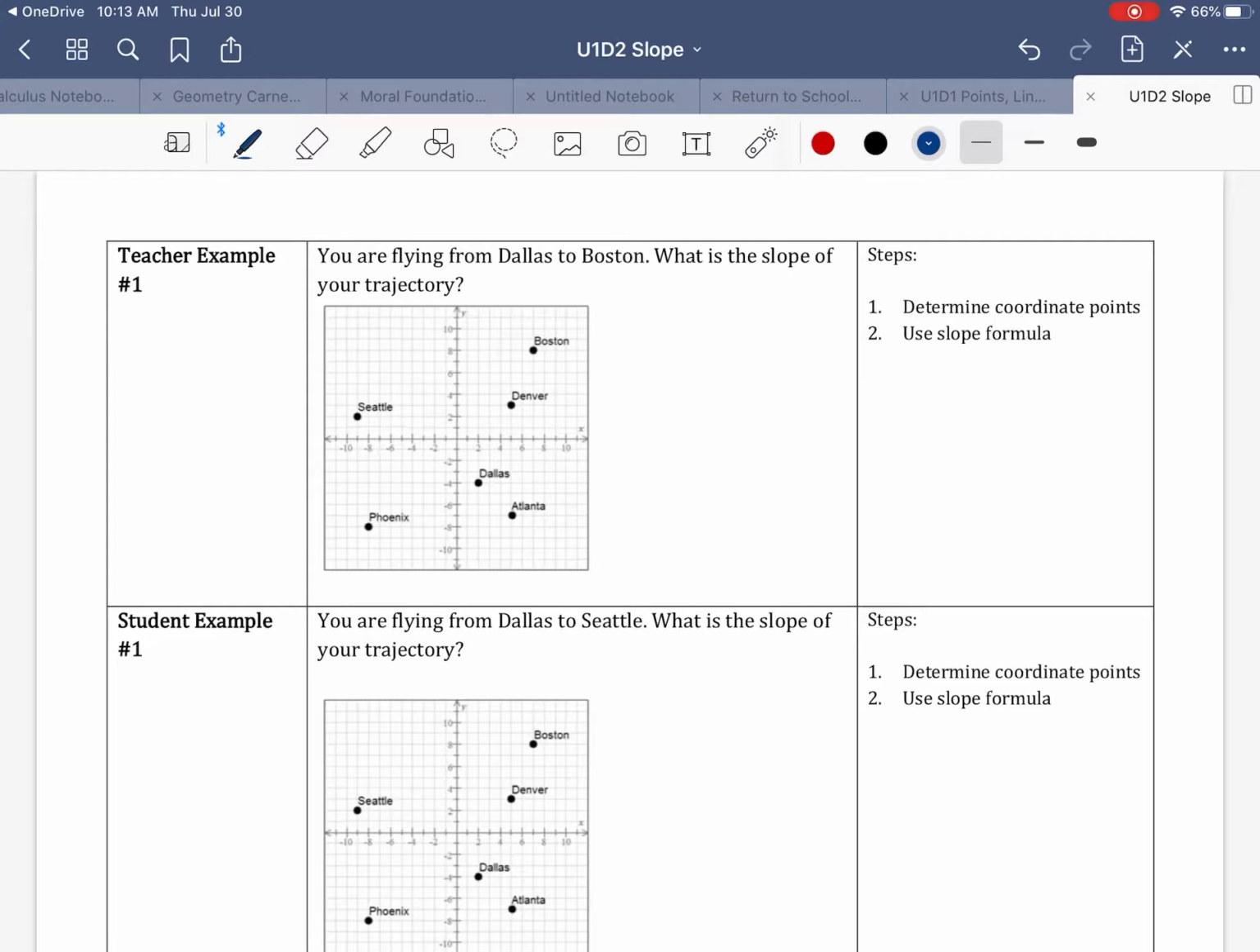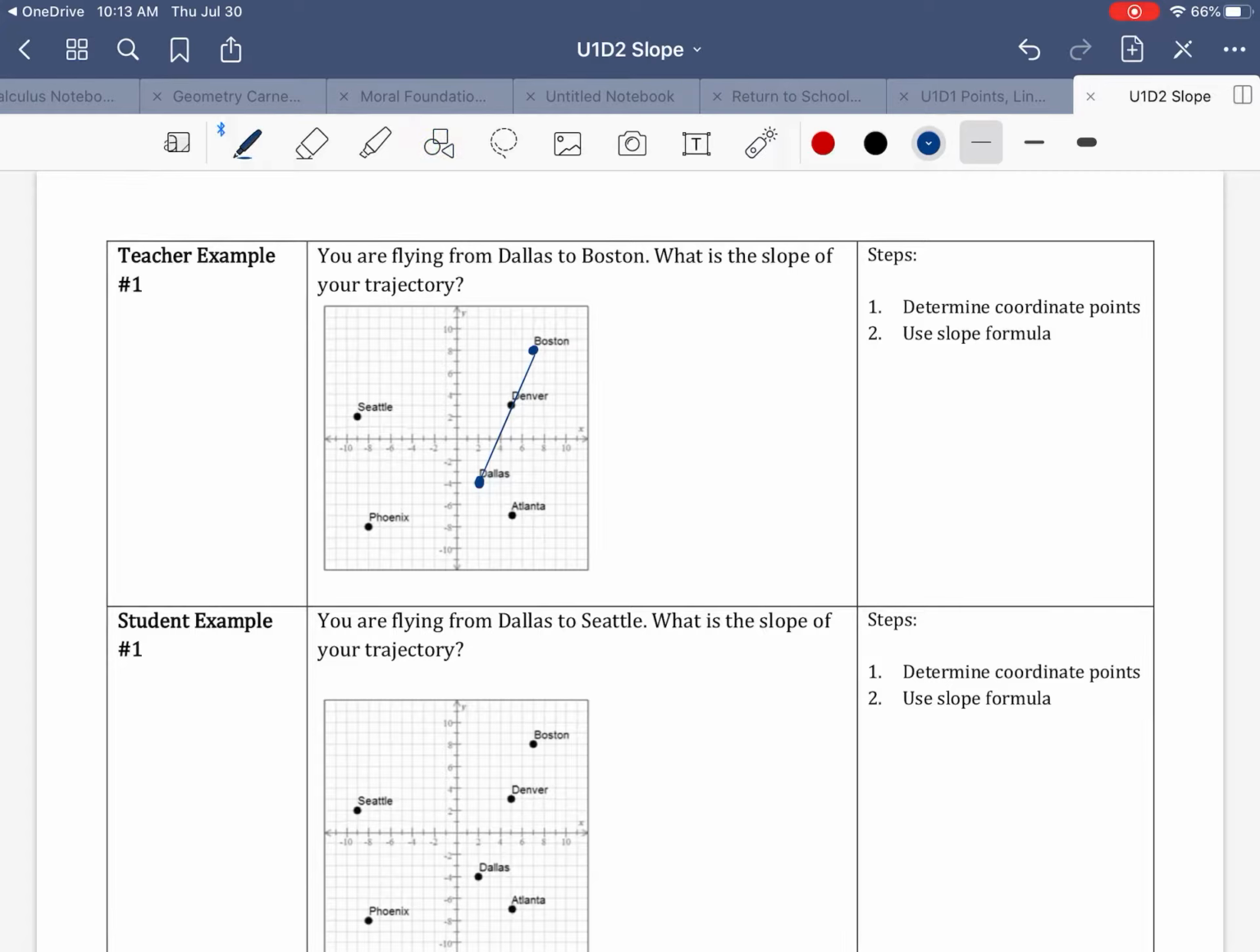Now our first example is looking at this map. You can tell that this is an approximate map. It's not perfect, of some of the major cities in the United States. And in this one, we want to go from Dallas to Boston. So here's Dallas right here, and then Boston's right over here. And it says that we're going to fly directly, so we're going to envision that it's a straight line going that way. And it wants to know what the slope of our trajectory is.